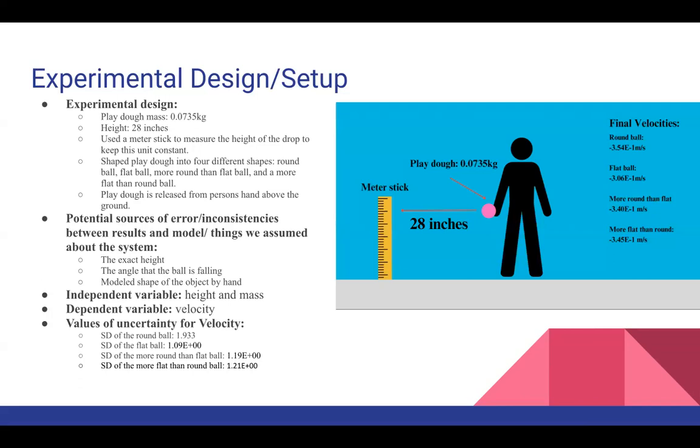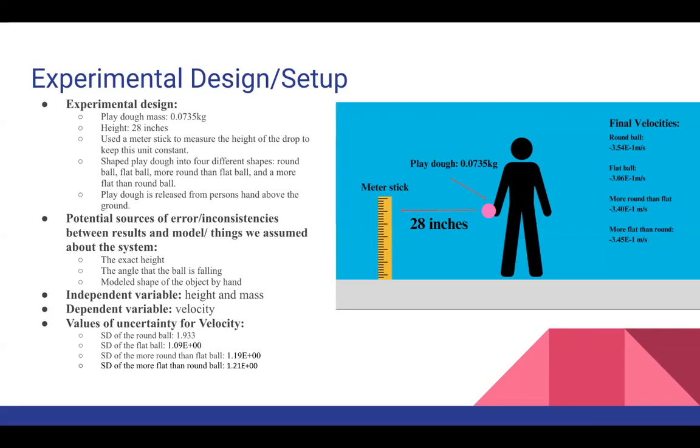And we shaped the Play-Doh into 4 different shapes to see how the velocity would be impacted. We had a round ball, a flat ball, a more round than flat ball, and a more flat than round ball. And the Play-Doh was released from the person's hand onto the ground outside.